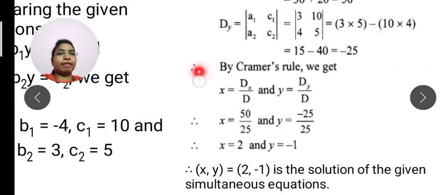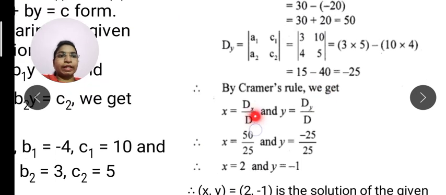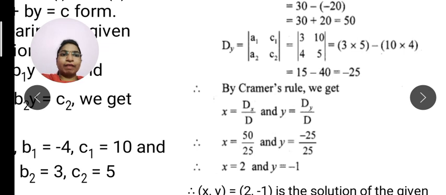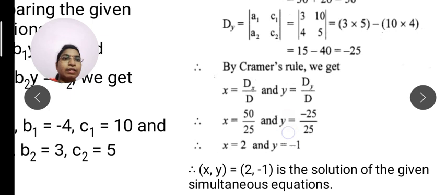Now, after getting the value of d, dx and dy, substitute this value in the formula of x and y. What is the formula by the Cramer's rule? X is equal to dx upon d and y is equal to dy upon d. Now, dx is 50, d is 25. So, value of x is equal to 2. Y is dy upon d. dy is minus 25 and d is 25. So this minus 25 and this plus 25. Therefore the y value is equal to minus 1. And therefore 2 comma minus 1 is the solution of the given simultaneous equation.